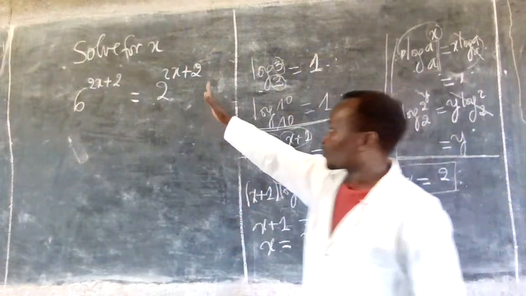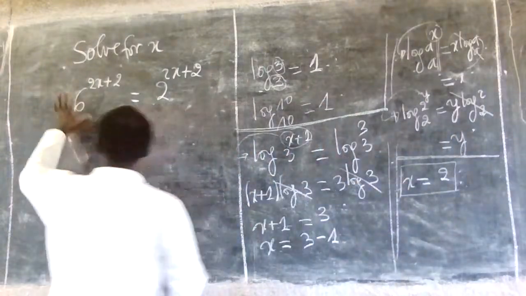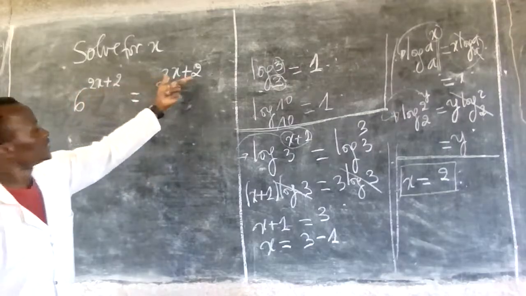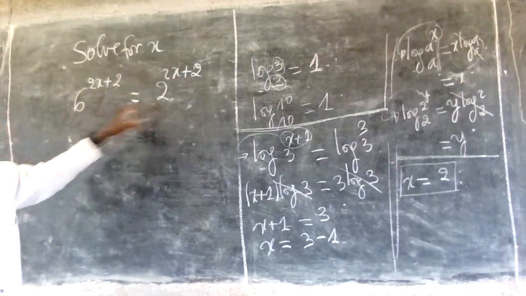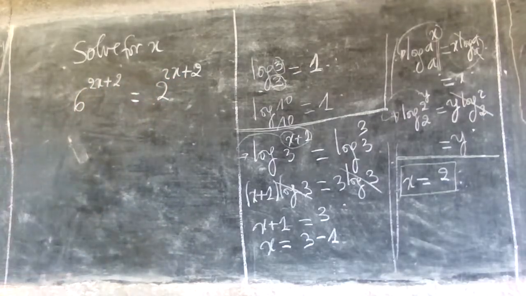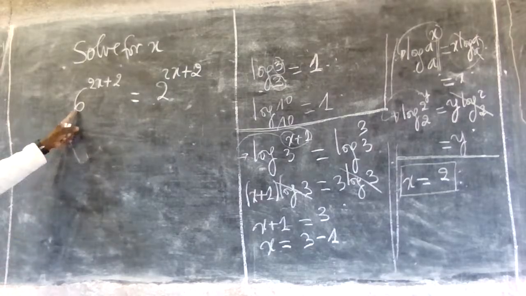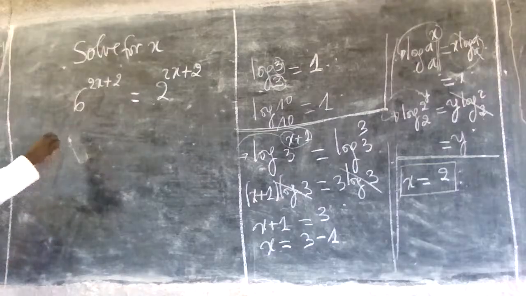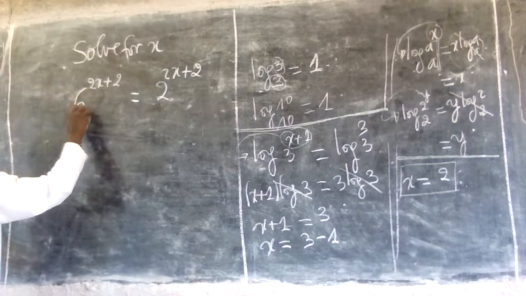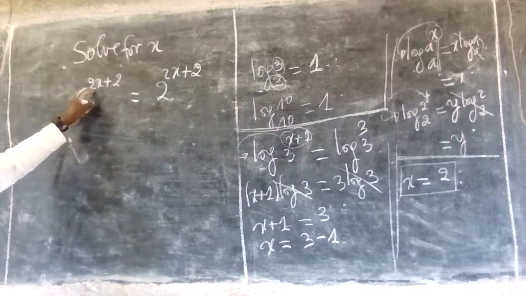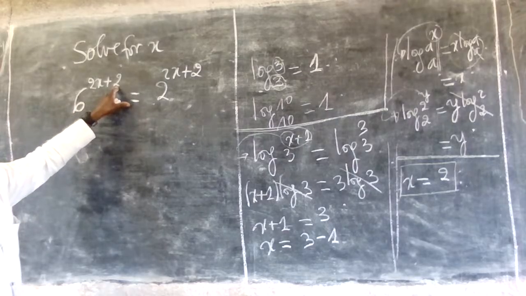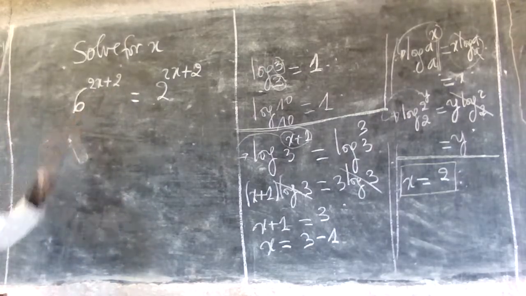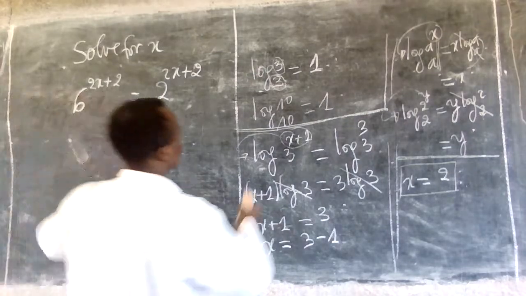Now let us continue. We are going to continue by solving these exponential equations where we have similar powers but totally different bases. Now here, what should we do? You see this number here, it is 6, and it has a power of 2x plus 3. What you are going to do? We are going to factorize this 6.